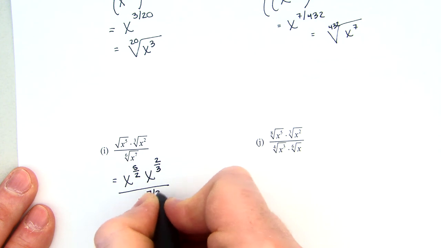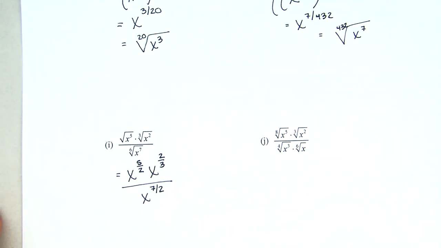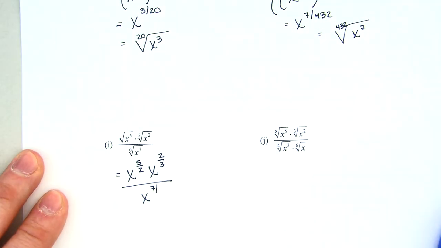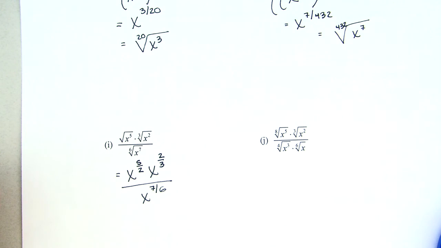So x to the 5 halves, x to the 2/3 over x to the 7 halves. Wait, no. Or 7 over 6. Here's my shortcut. Let's not start multiplying, dividing those things. Instead, let's look at absolutely everything and make absolutely everything have a common denominator. 2, 3, 6. What's your common denominator? Make everything have a denominator of 6. It's going to make the next piece so much easier if we can just take care of the denominator stuff first and then go from there.